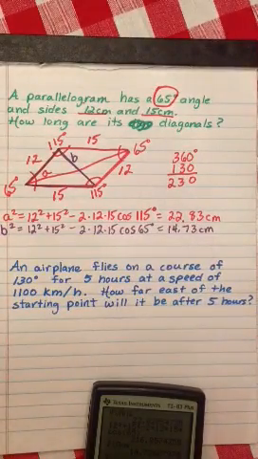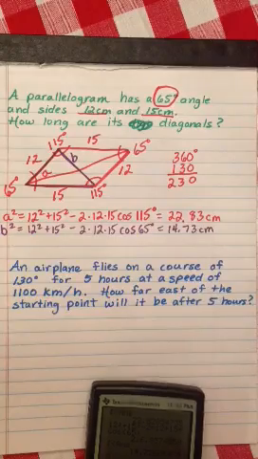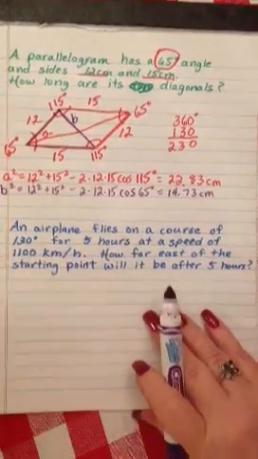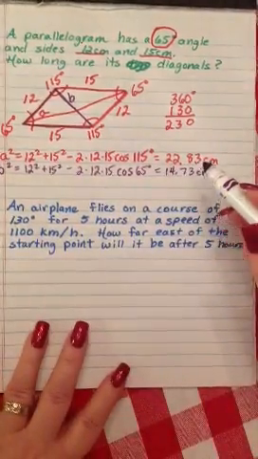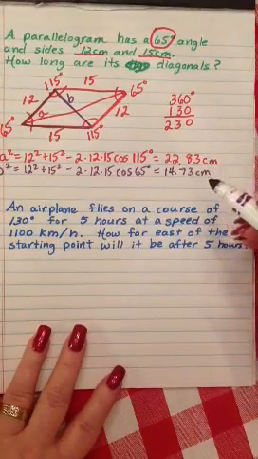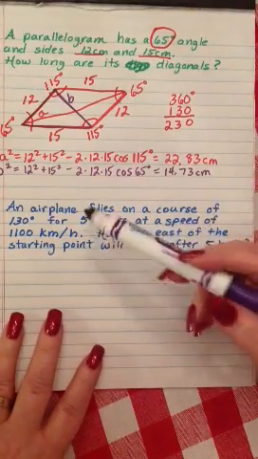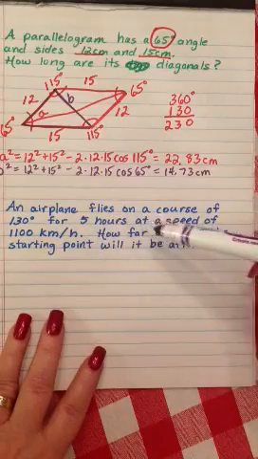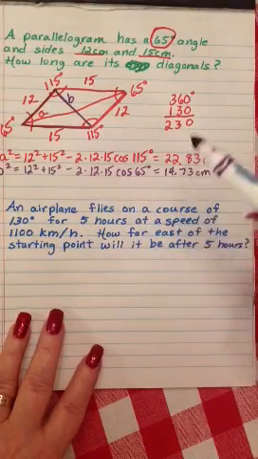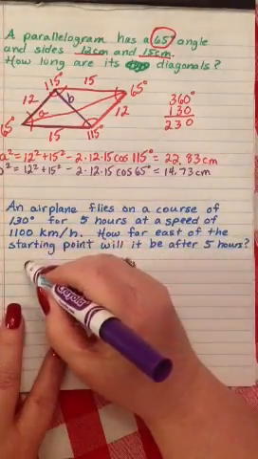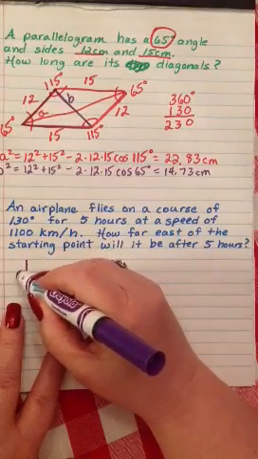All right, moving right along. The next problem is an airplane problem. It says an airplane flies on a course of 130 degrees for 5 hours at a speed of 1,100 kilometers per hour. How far east of the starting point will it be after 5 hours? So I am just going to start right here.